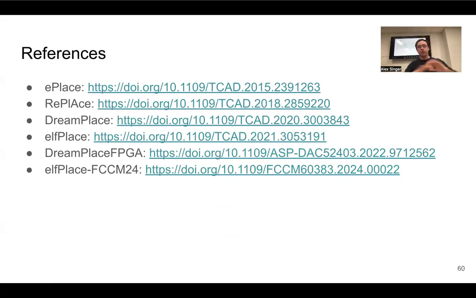So here are the references for all the papers that I discussed: ePlace, RePlAce, DREAMPlace, elfPlace, DREAMPlace FPGA, and elfPlace FCCM 2024. All of these papers are basically the papers that introduce the respective placers, except for ePlace. I chose to use the ePlace MS paper because for mixed-size macros, I just found that paper to be a better summary of the overall work, and I just enjoyed the paper. So that's all of the papers that I discussed.